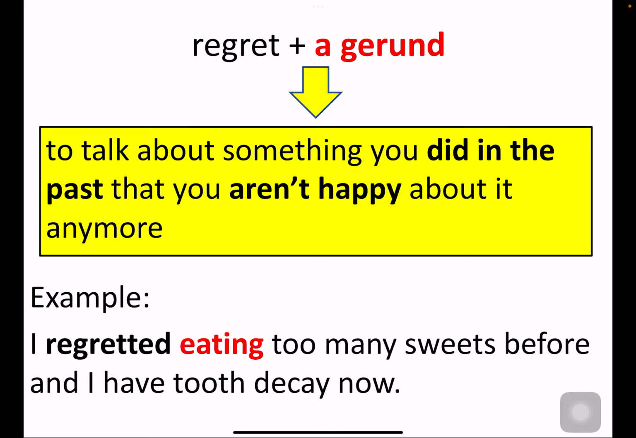Another example, I regretted eating too many sweets before. I have tooth decay now. It means you are so upset now because your tooth decay is due to eating too many sweets, so you regret it.